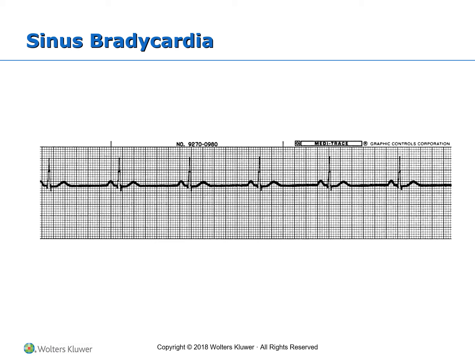But if you look, you're still seeing the P, Q, R, S, and T. So you're still seeing a regular rhythm. You just have an abnormal rate with sinus bradycardia.